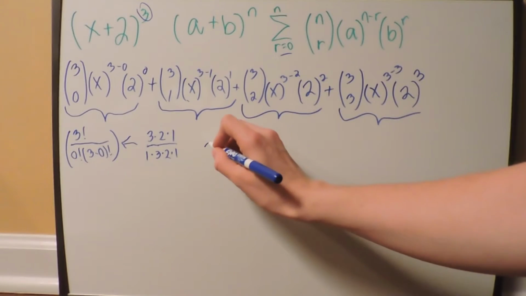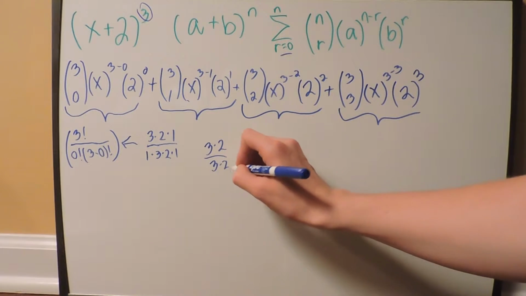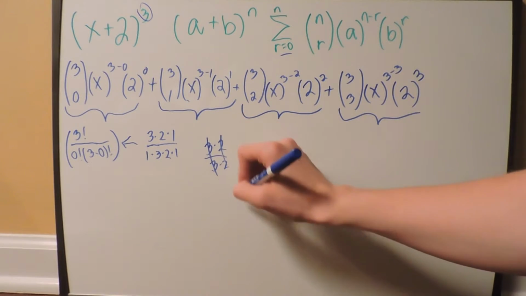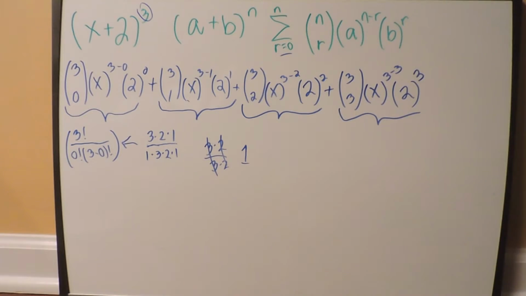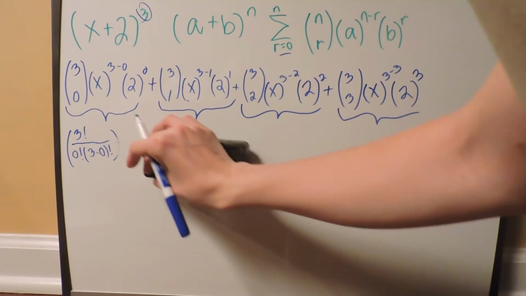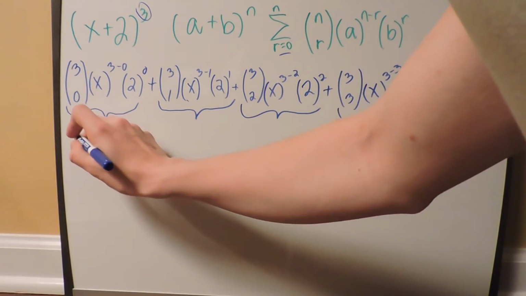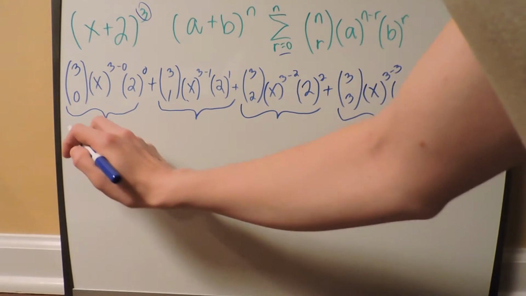So here we've got 3 times 2 over 3 times 2. Everything's going to cancel out, right? So you're left with 1. So we can erase the whole thing, and we can just put 1 in there. This is just times 1, right?